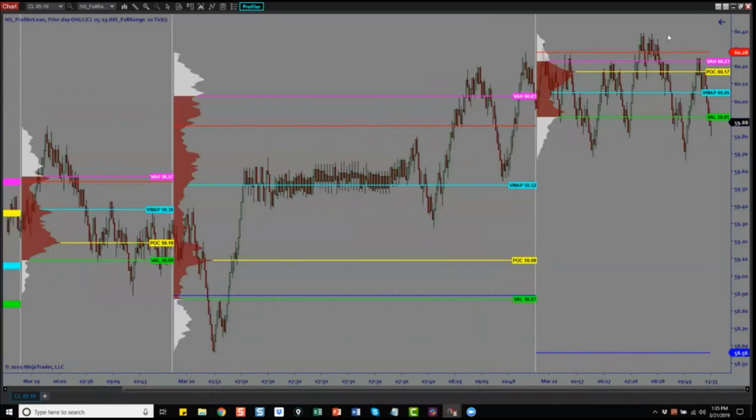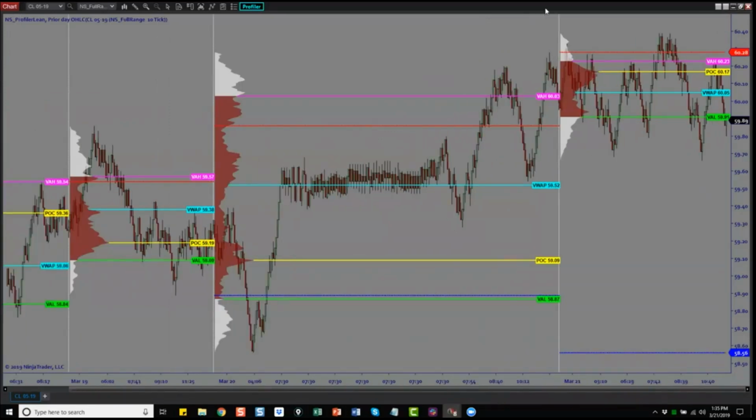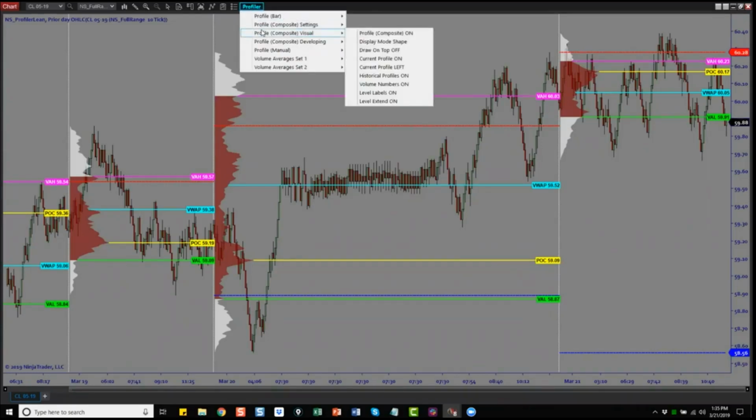So before I go any further, does everybody understand what I've explained? Give me a yes if this makes sense to you, if you're learning something from it. Okay. Inside our software, we have what we call developing profiles and static profiles.